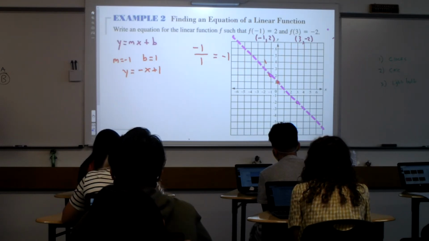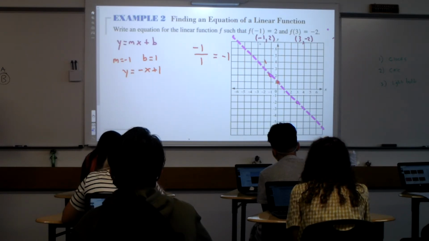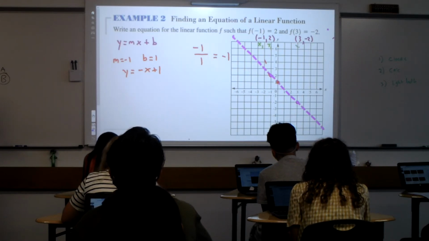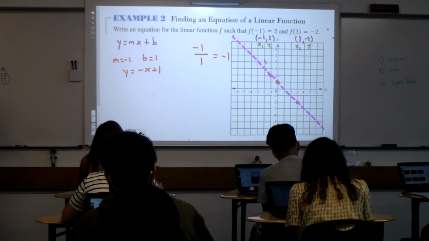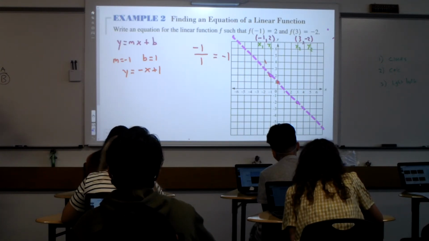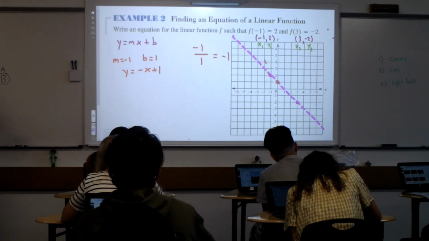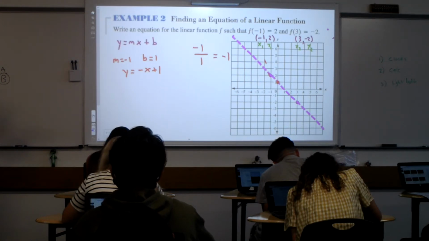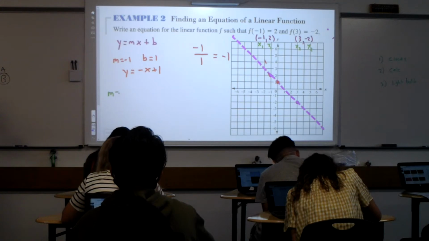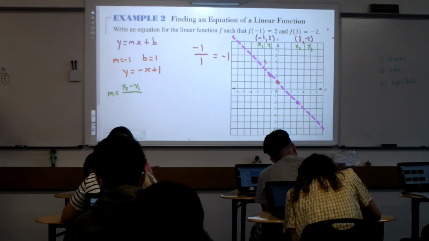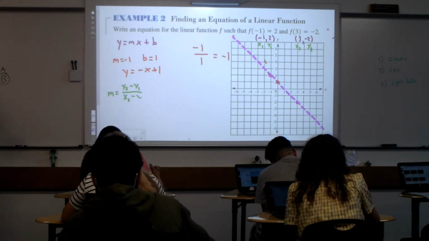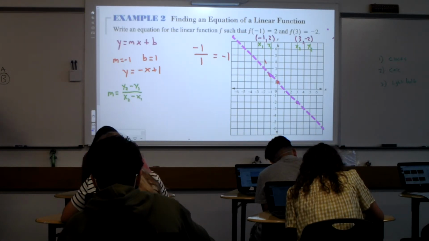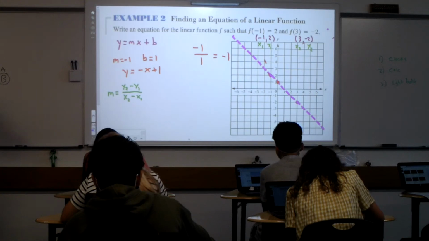What we would have to do is we'd come up here and say, alright, I'm going to label this as x1, this is y1, and this is x2 and y2. And we're going to have to use a formula that we used earlier for slope, which was the change in y over change of x. So if I'm doing slope, it is y2 minus y1 over x2 minus x1. Now I've labeled those so I can plug those in.